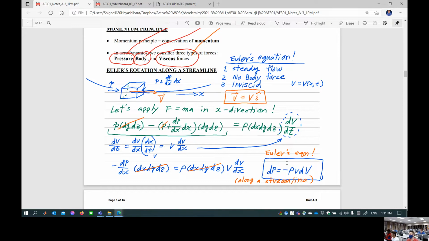Bernoulli is a student of Euler. And Euler said, okay, so this is the equation I invented. Go ahead, do something. Okay, as a graduate student, I have to do something. So Bernoulli made an assumption. Okay, let's assume density is constant, knowing that, hey, this is a terrible assumption.